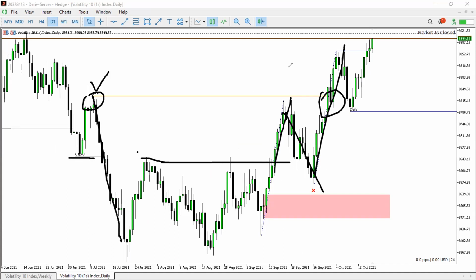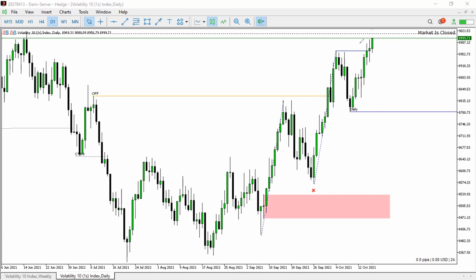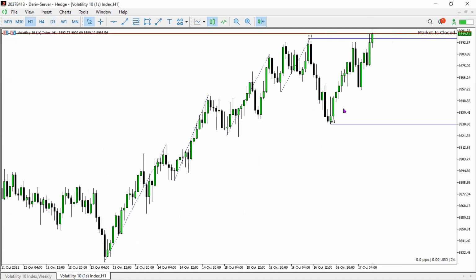What I'm now looking for, right, is, as you can see, we've just had another break of structure. We've created this daily low, which means we need to create a higher high, and then we'll trade lower from that point. So for now, we're still expecting this market to continue trading higher. When we come down to the H1 chart, we can see that price is currently breaking structure to the upside in here, right?